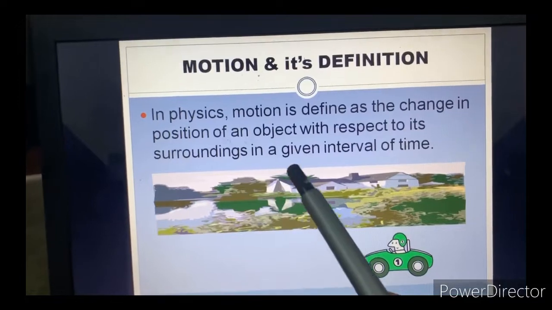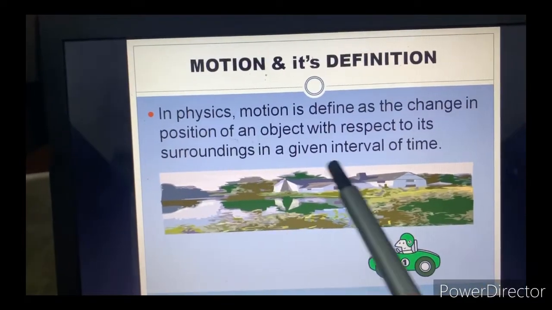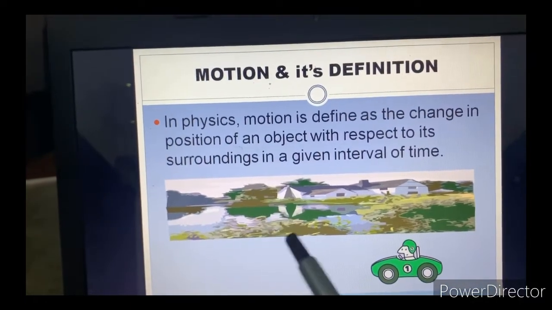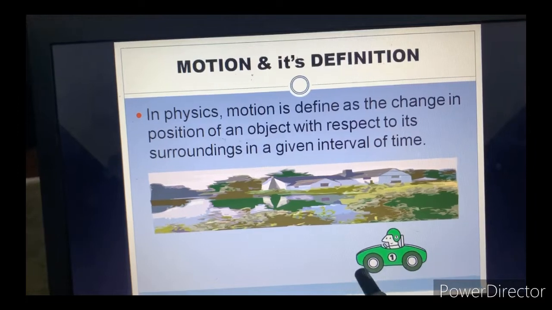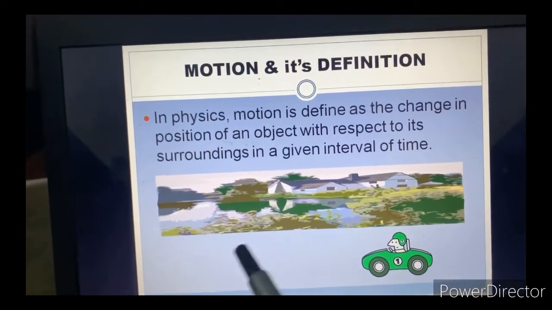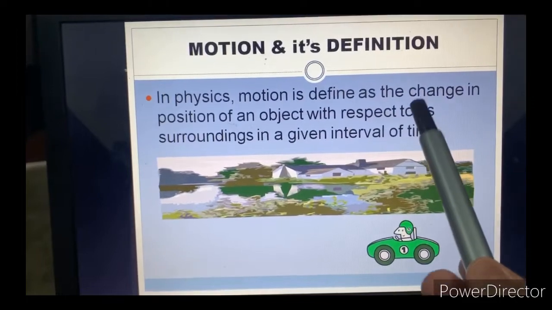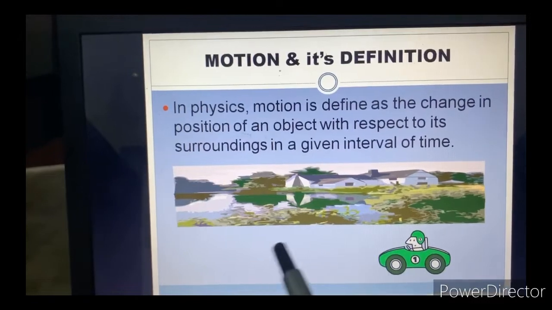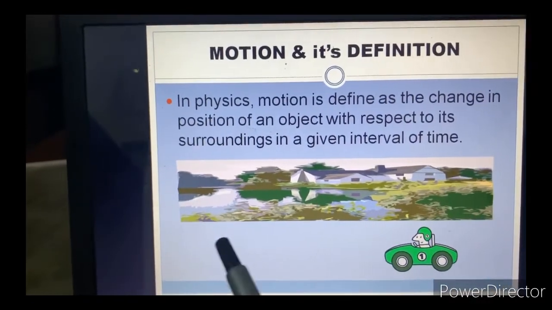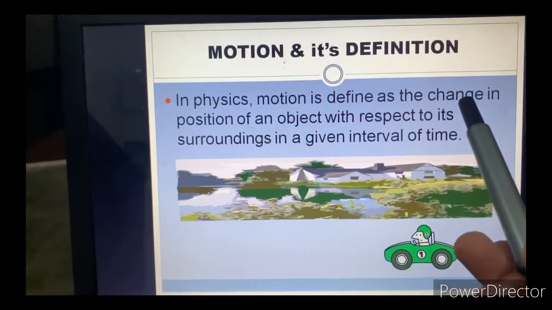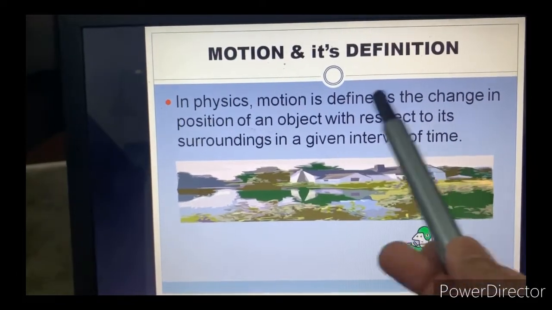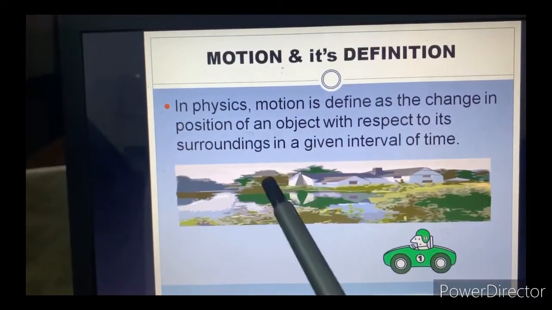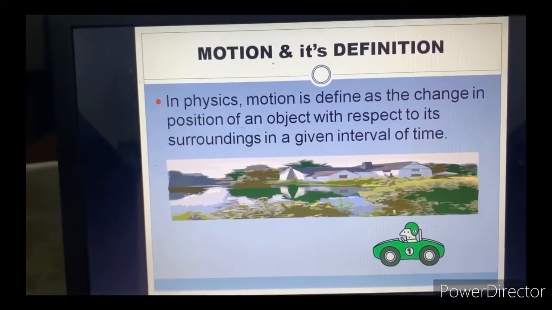It means, suppose this is your surrounding, a house which is at rest. You know that houses, trees and all, they remain at rest. This is a car which can move from one position to another position. So if I change the position of this car from right to left side, it means it changes its position with respect to surroundings. What is the surrounding? This house is a surrounding. Let's see how it happens.